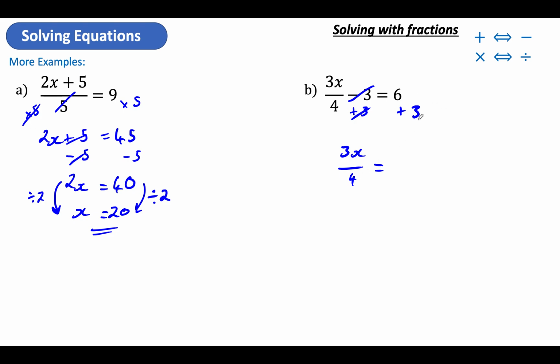But this side we need to add 3 as well. 6 plus 3 is 9. It's all about keeping it balanced, isn't it? All the time. Whatever we do to one side, do to the other, because it keeps the whole thing equal.